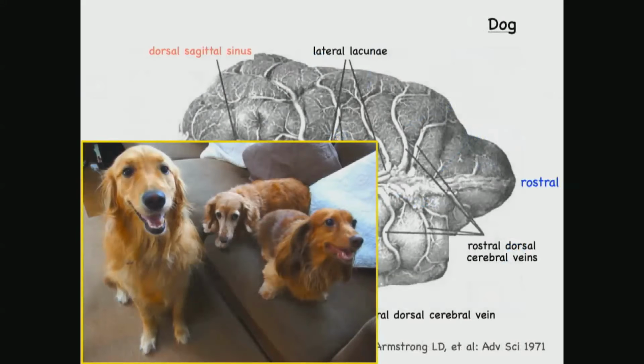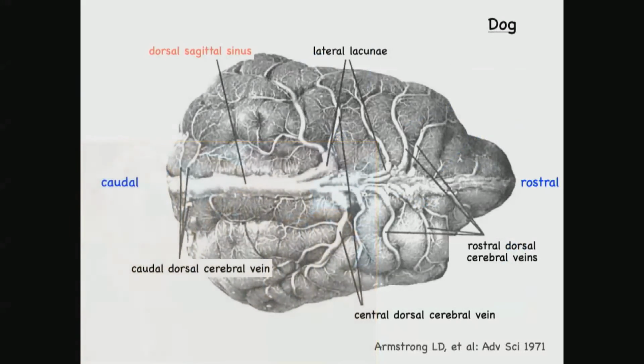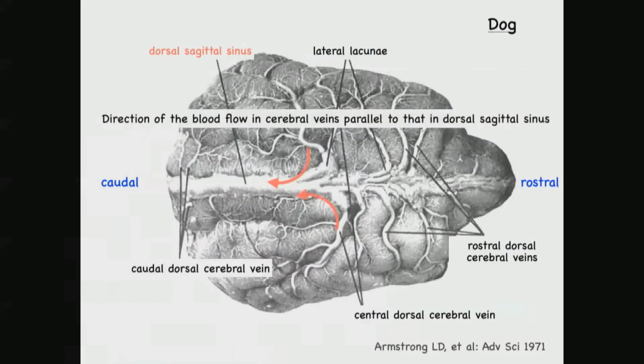This is my family members, 3 dogs, and the view from the buttocks. Interestingly, the direction of the blood flow in the cerebral cortical veins is parallel to that of the dorsal sinus. This is the opposite to humans. In humans, they have the same flow direction as the superior flow in the superior sinus or the cortical veins.